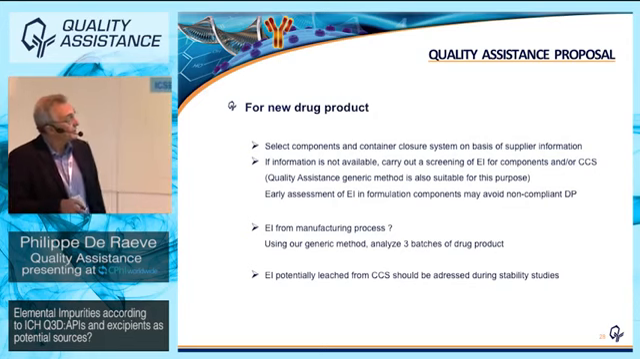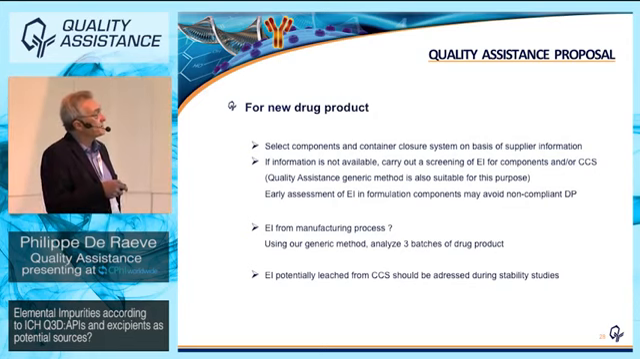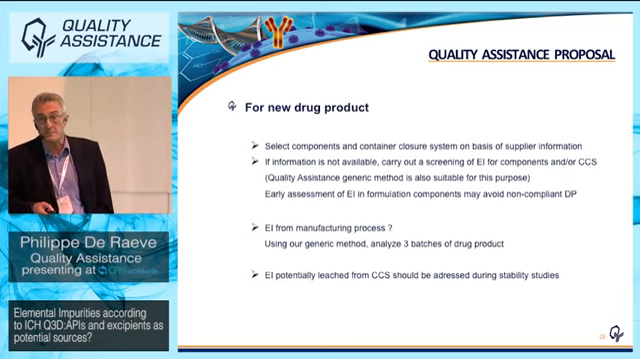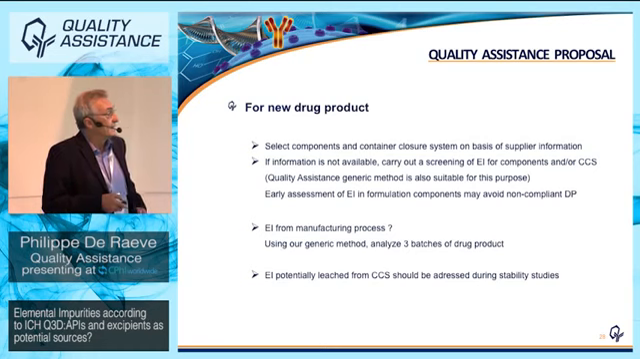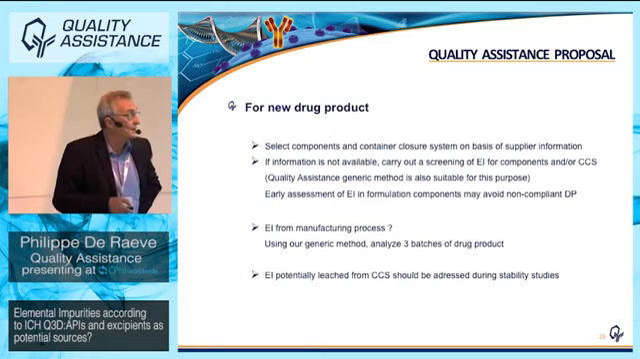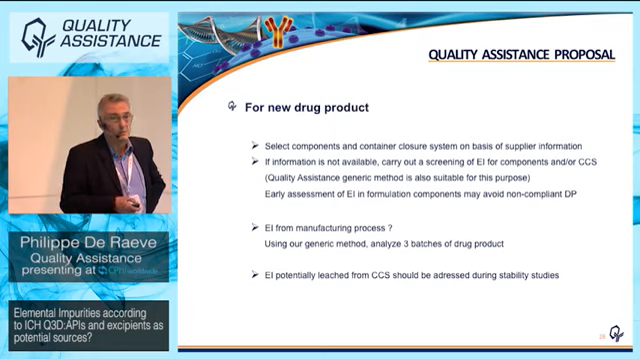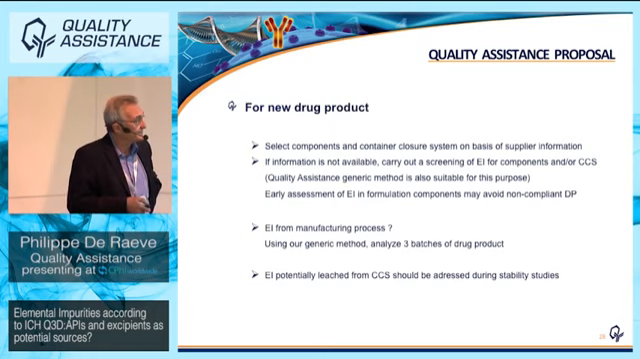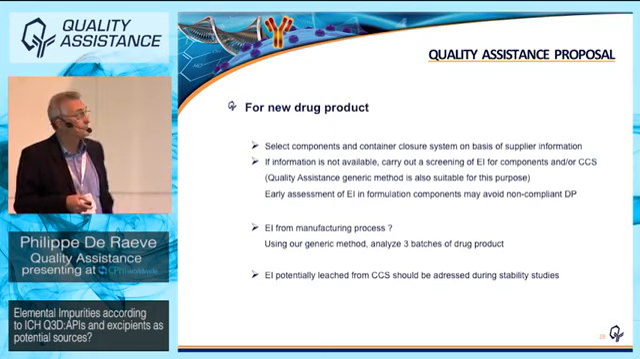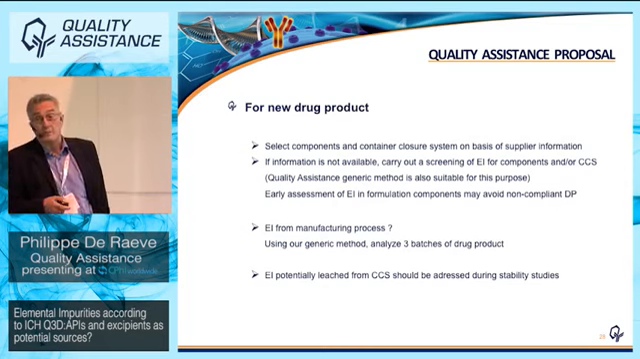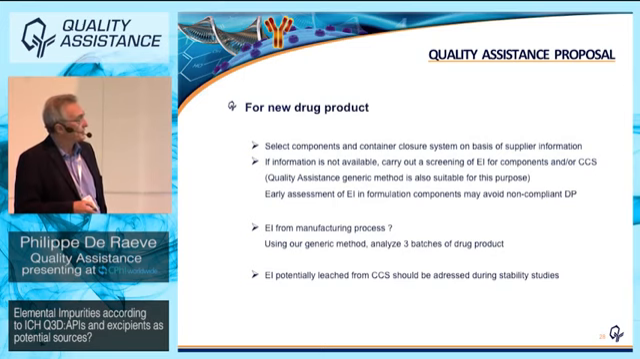For a new drug product, try to select the component and the container closure system on basis of the supplier information. If such information is not available, once again, you may have to carry out a screening of elemental impurities, and our method is also suitable for that purpose. Remember that early assessment of elemental impurity in the formulation will avoid non-compliant drug product.